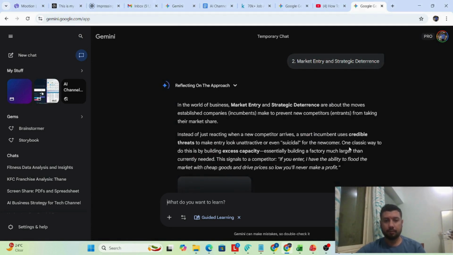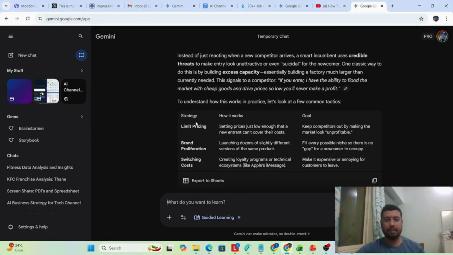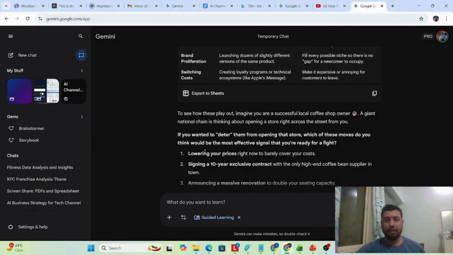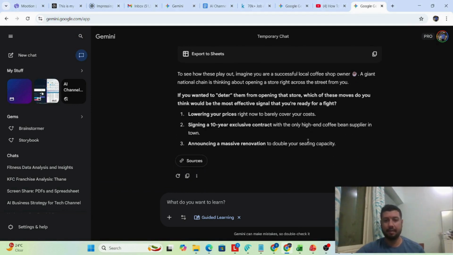Look, in the world of business, market entry, and this is where it mentions the strategy: limit pricing, capacity proliferation, switching costs. To see how this plays out, imagine you are a successful local business. Now look at the interactive learning that you'll be a part of. Just imagine this; it's fantastic. If you wanted to deter them, which of these moves do you think would be the most effective signal that you are ready for a fight? And it's giving you three options, you have to pick one. So this will go on and on until you are satisfied. So this is basically the aspect of guided learning that Gemini offers. Whenever you need learning to be interactive, please use this particular tool.